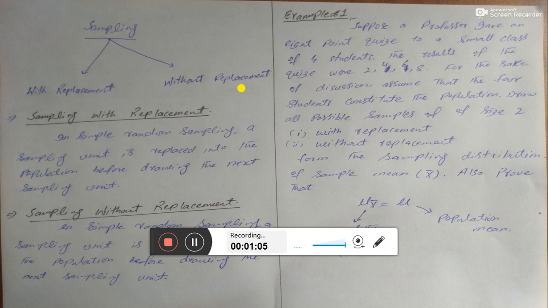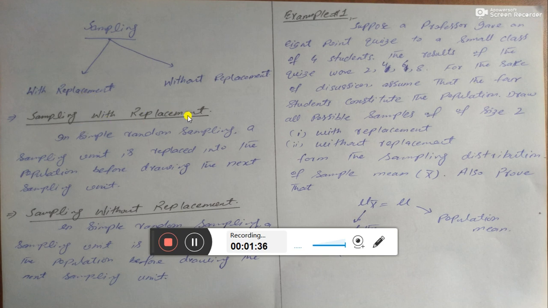But as I have already told, from the numerical questions point of view, we will only be working with simple random sampling. And particularly in simple random sampling, we will be working with a sample of size 2 only, when the sample of size 2 is drawn from the population with replacement and without replacement. Okay, now let's start with sampling with replacement.